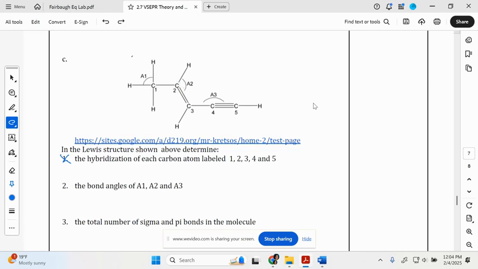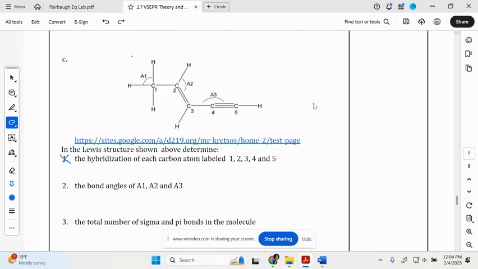All right, now they wanted us to look at this carbon right here. So we're looking at the stuff directly coming off of that carbon. Yep, this is 180. This is linear. How many sigma bonds in just this section? Two. How many pi bonds? Two.